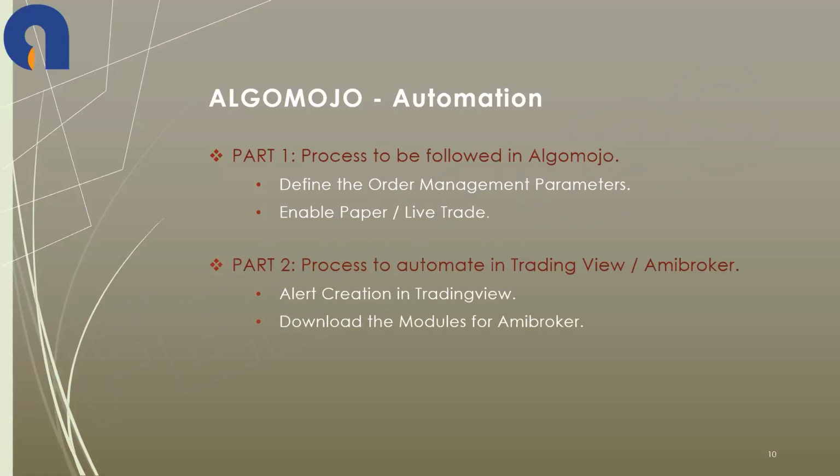For Amibroker, there are some modules to be downloaded depending on the strategy that you are running in Amibroker. Once you do these two steps, you are ready for automation after pasting the webhook URL. It's just a copy paste. This webhook URL will be provided from Algomojo once you complete the process of order definition. We will go through that process.